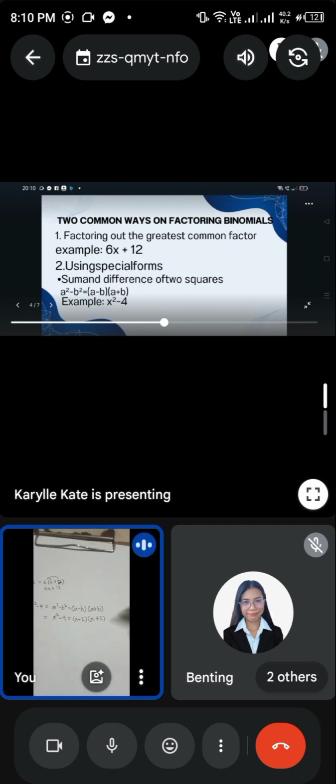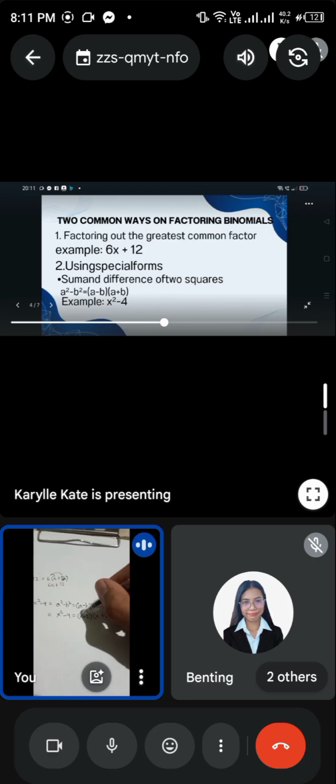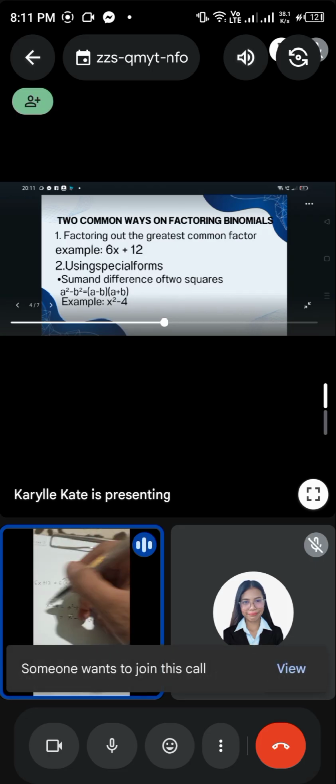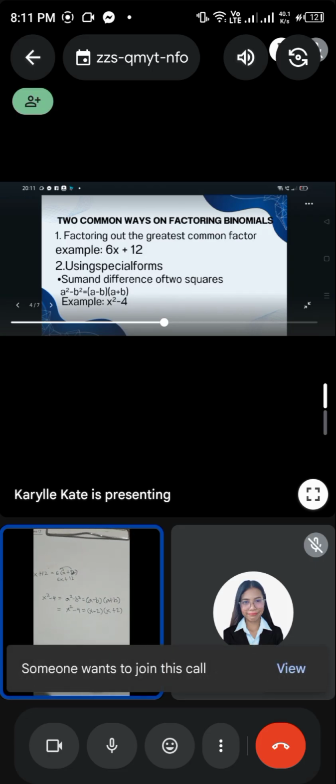To check if our way of factoring is correct, we should go back to the original expression.